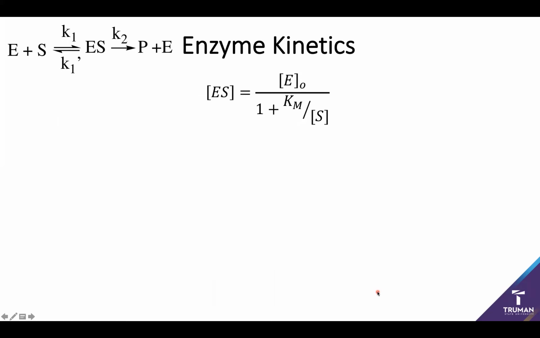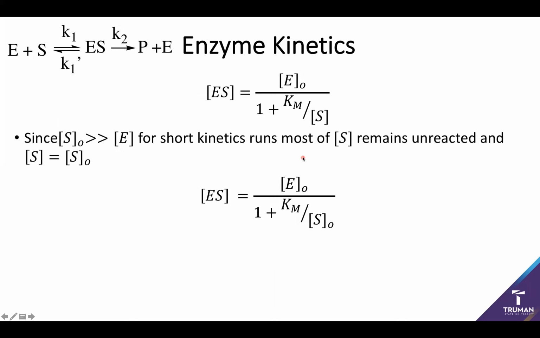However, we're often going to be interested in limiting scenarios. So one of the easiest approaches I can make is that since our substrate concentration is so much larger than my enzymatic concentration, for most relatively short kinetics runs, so unless I have a very active enzyme, what I'm going to tend to see is that my concentration of substrate is going to remain relatively unreacted and relatively fixed. So I can replace my substrate concentration with my initial substrate concentration.